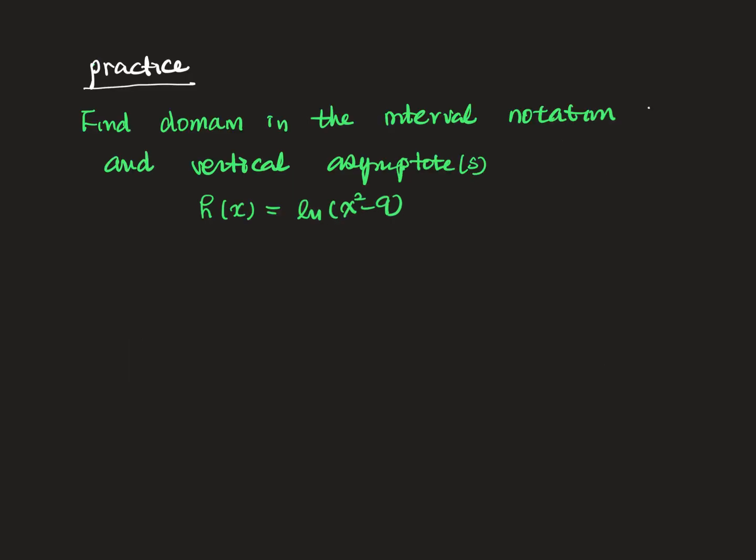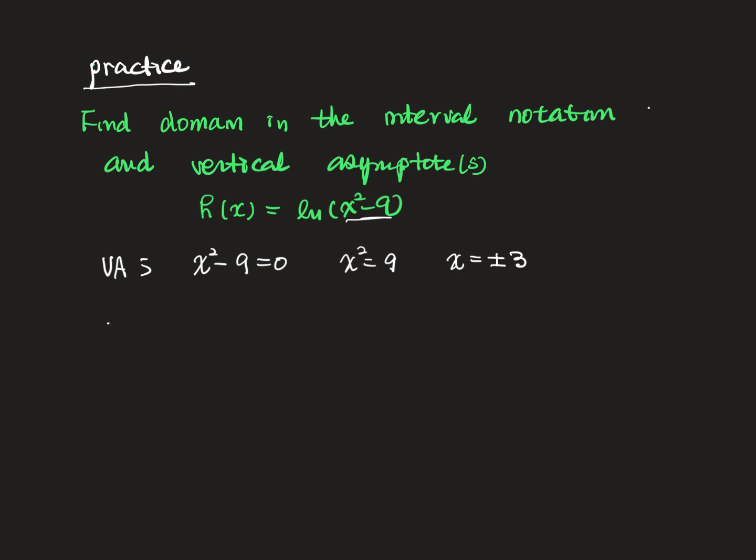Let's have a practice question about finding the domain and vertical asymptote for a given log function, guys. This is h of x equals ln of x squared minus 9. We want to find the domain and vertical asymptote. Let's find the vertical asymptote first, guys. The vertical asymptote is going to be x squared minus 9 equals 0, so x squared equals 9, which means x equals positive or negative 3. Guys, make sense? Don't forget the positive and negative. So you find the vertical asymptotes.